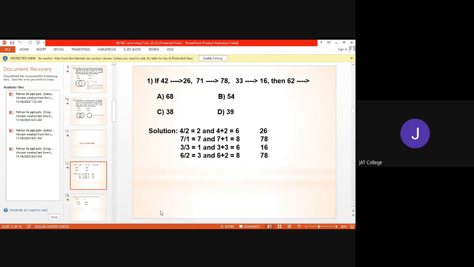Similarly, 62. What we have to do? We have to divide 6 by 2. What will we get? 3. Okay. And 6 plus 2 is 8. That means correct answer is 38. Here 78 is written, but correct answer is 38 because 78 is not in the option also. So correct answer is C, 38.